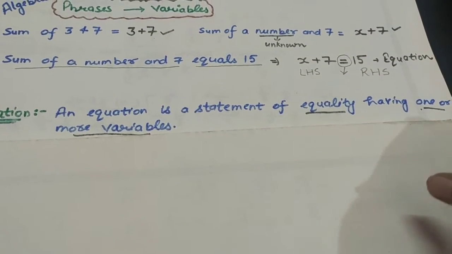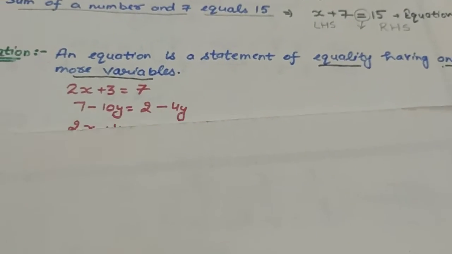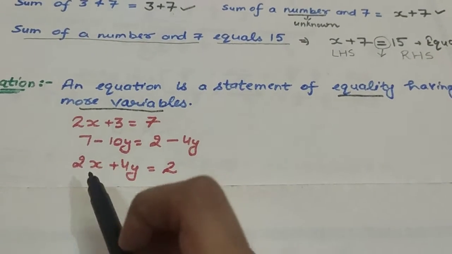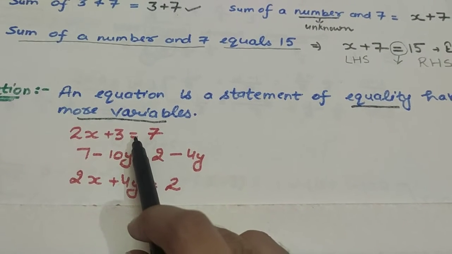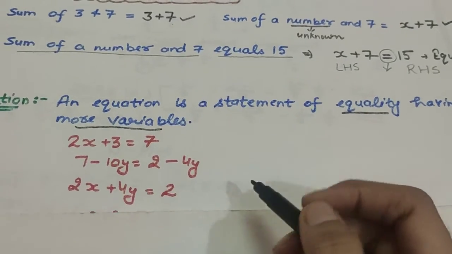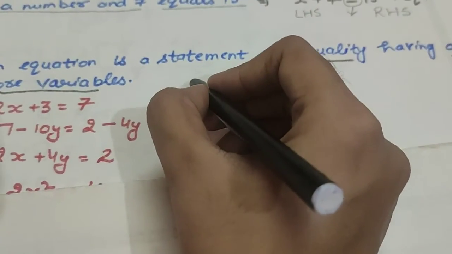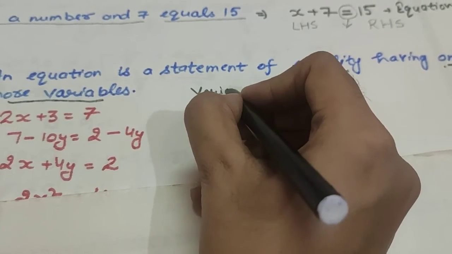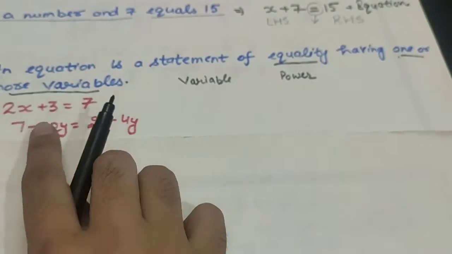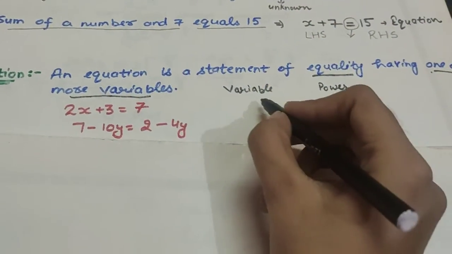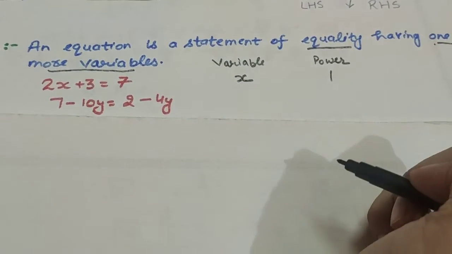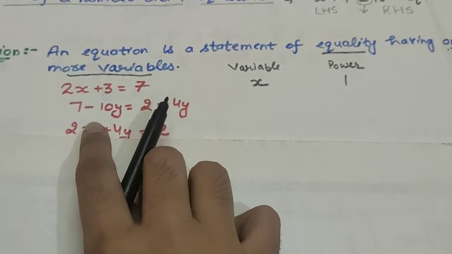Let us look at a few examples of equations. So 2x plus 3 is equal to 7. Well, this is an equation. It includes an equals to sign and the variable x. Let us just write down the variable and their power also. So this equation has variable x and the power of x is 1.